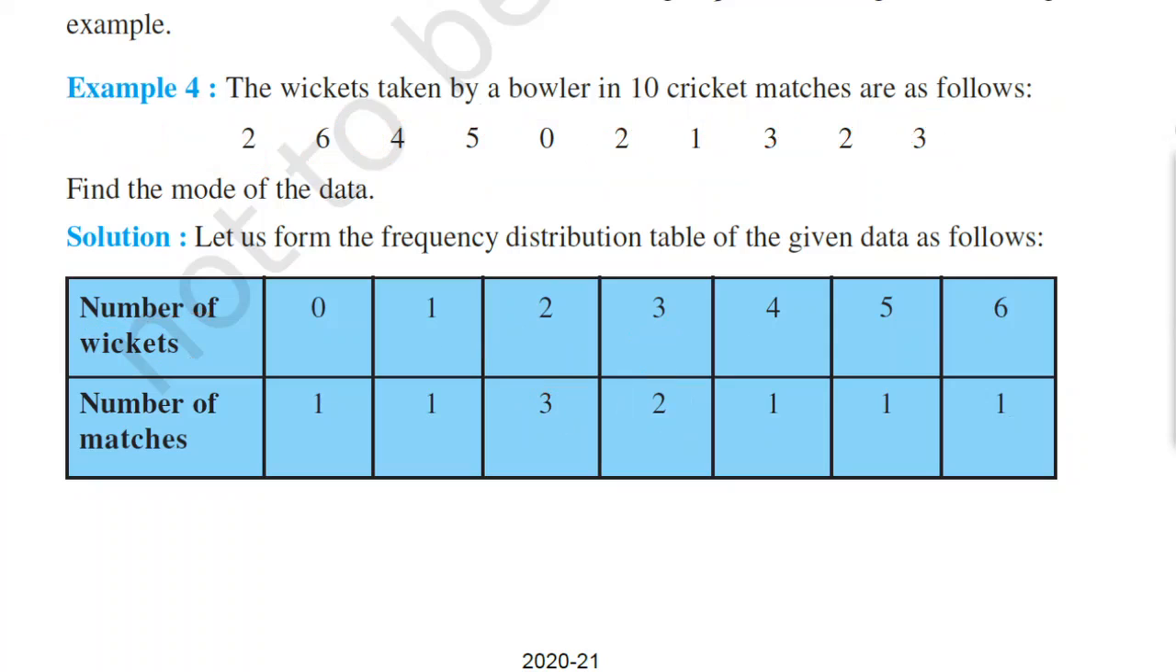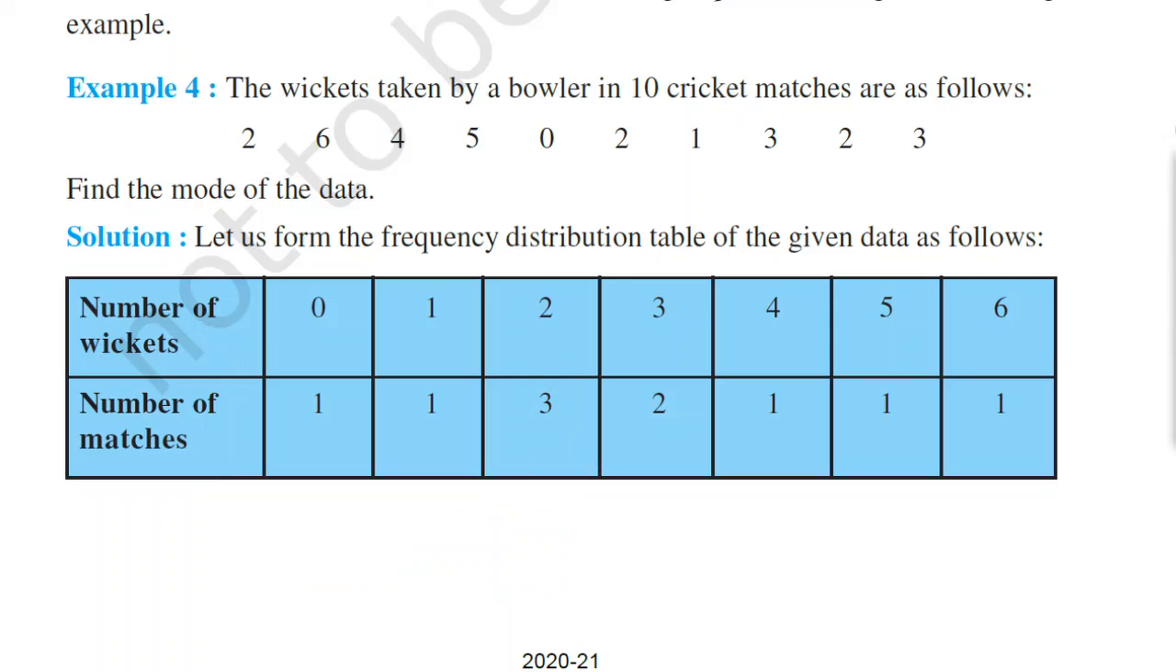So you can see number of wickets, you can write it xi. This is the observation, and number of matches is the frequency. You can write it fi. Now you can see which observation has the highest frequency. Highest frequency is 3. Which observation? 2. So mode in this case is 2, because 2 has the highest frequency, that is 3. In this way we find mode in class 9.